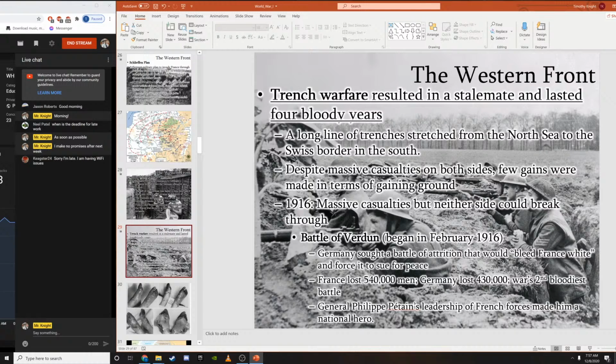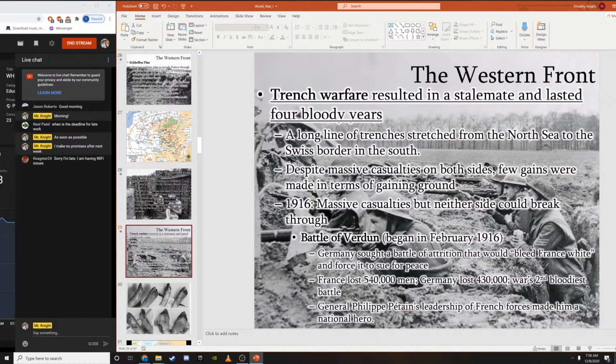A long line of trenches stretched from the North Sea to the Swiss border in the south. Basically they're these zigzagging parallel trenches that are built side by side to one another, and you're fighting between the trenches in what is a territory known as no man's land, both because no man wants to be there and because no man controls it. And so trench warfare resulted in a stalemate and lasted 4 bloody long years. Despite massive casualties on both sides, very few gains were made in terms of gaining territory against the other side.